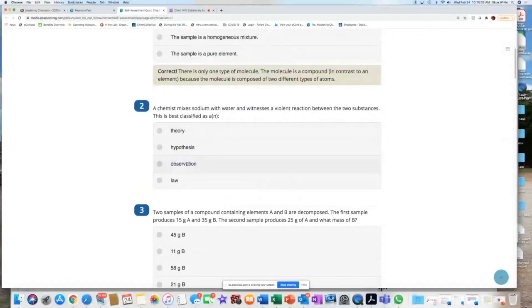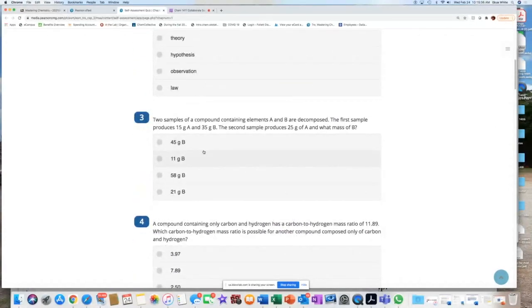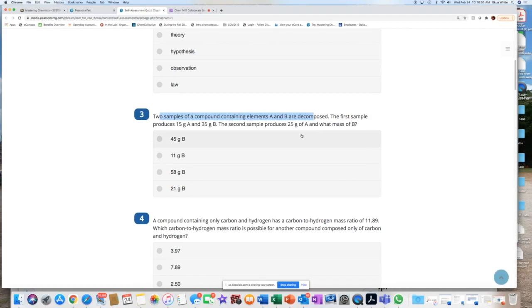Okay, we didn't go over the theory, hypothesis, and that. So, two samples of a compound containing elements A and B are decomposed. The first sample produces 15 grams of A and 35 grams of B. The second sample produces 25 grams of A and what mass of B?